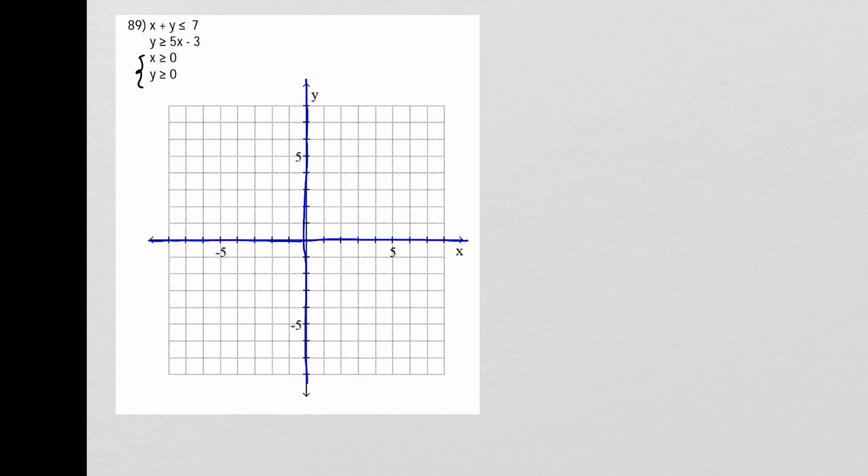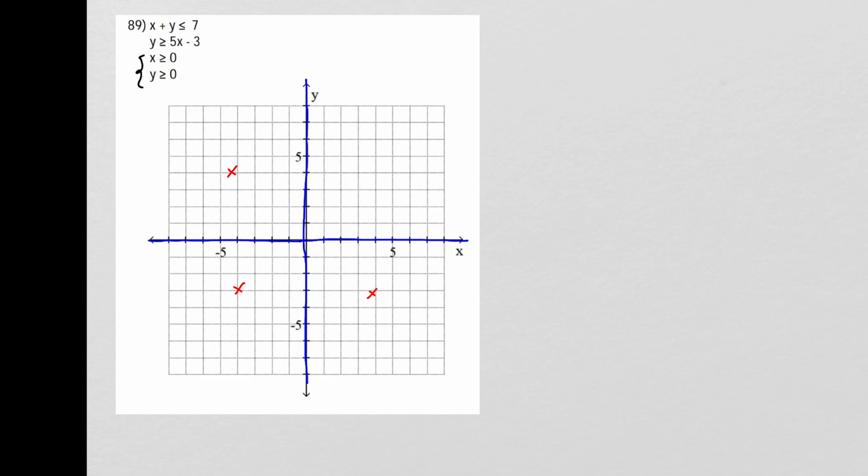And I know that because these are both positive, we're in quadrant 1. So I'm going to take that little check mark out for now, but I know that I'm not going to have any answers in quadrants 2, 3, or 4. Okay, so now let's continue with another inequality.